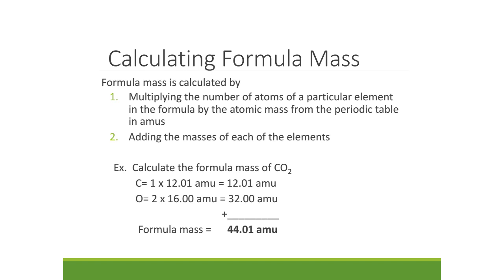And we can do this for any element or formula by simply counting up the number of atoms in the formula, multiplying that by their formula mass, and then adding them up to get the final total for our compound. So now you should try the rest of those problems in your study guide.